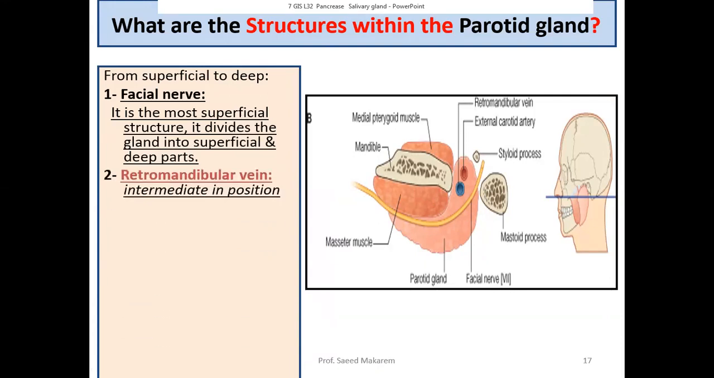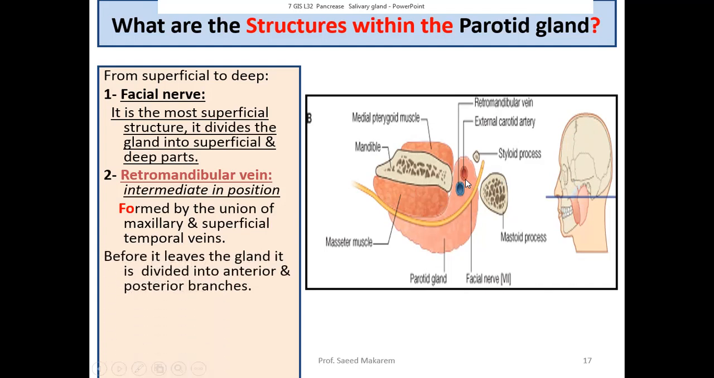Then we have the retromandibular vein. There is a vein passing through it, the retromandibular vein, which is intermediate in position, formed by the union of the maxillary and superficial temporal veins. The superficial temporal vein comes from the temple and the maxillary vein comes from deep. Both join to form the retromandibular vein. Then before it leaves the gland, it divides into anterior and posterior branches.